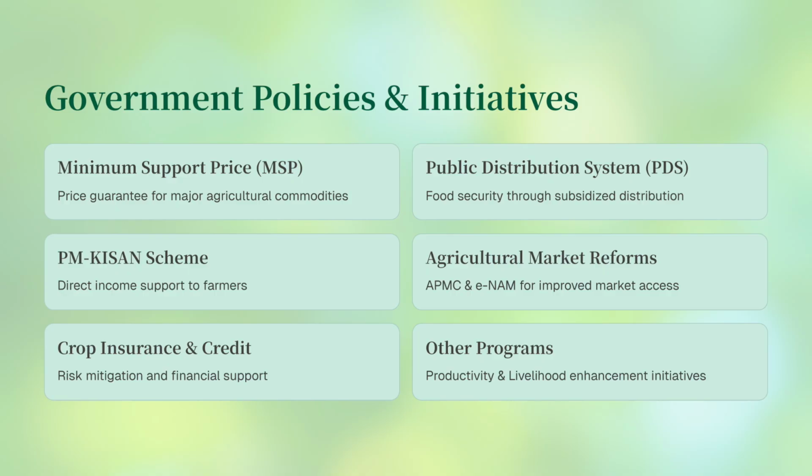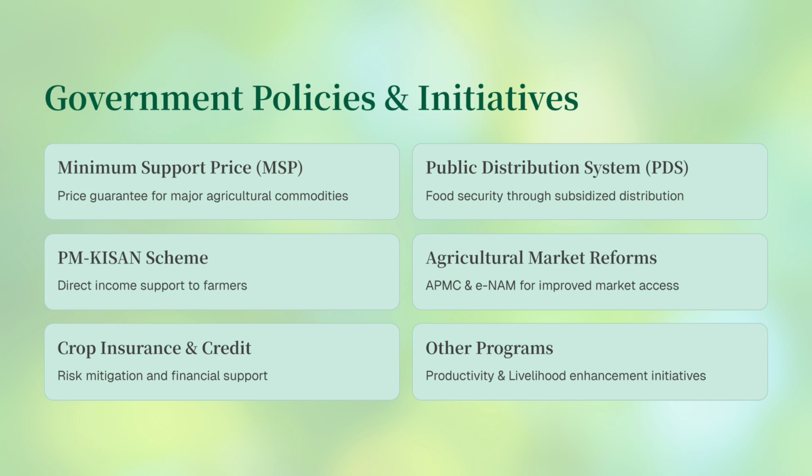Let us now shift our discussion to government interventions aimed at stabilizing and promoting agriculture. The Indian government actively shapes agricultural dynamics through various policy initiatives. First is minimum support price or MSP. This was introduced in the year 1960. Under MSP, the government guarantees minimum prices for 23 significant crops to protect farmers from market fluctuations.